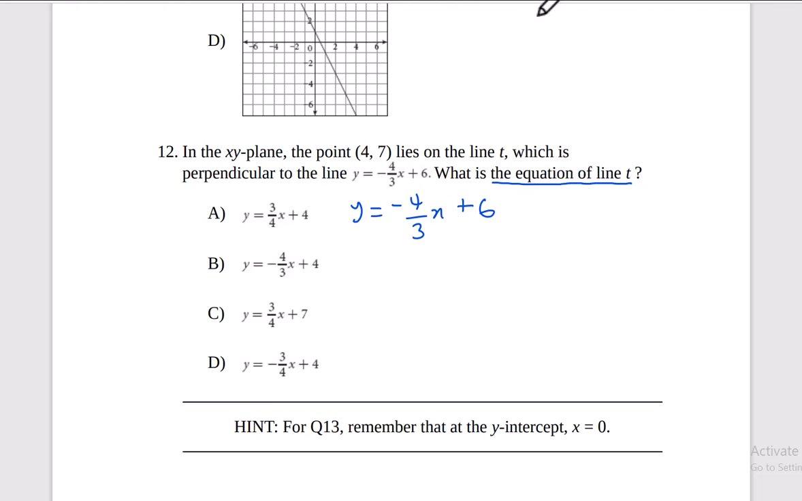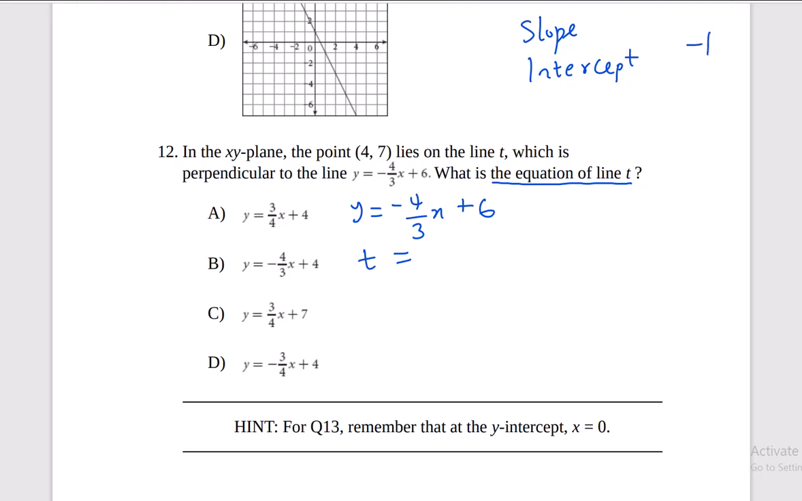So from here, what do we need to find the equation of a line? We need the slope and the intercept. These are the two things we need. Now we can get the slope because for perpendicular lines, if you want to get the slope of the other line, just take the negative reciprocal of the slope. So line T, don't worry, this will help you.